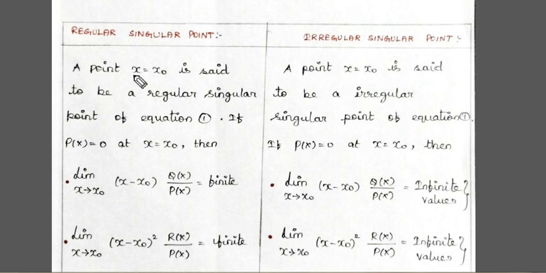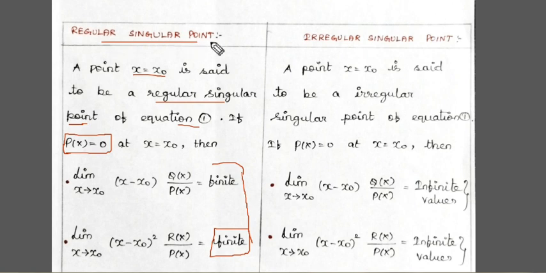A point x equal to x naught is said to be a regular singular point of the general equation 1 if p of x equal to 0; only then can we decide whether it is a regular or irregular singular point. So if p of x equal to 0, then only we can go to the next step. What is the next step? Limit x tends to x naught, x minus x naught into q of x by p of x equal to a finite value. Then limit x tends to x naught, x minus x naught whole square, r of x by p of x equal to a finite value. Okay, then only it is called a regular singular point.